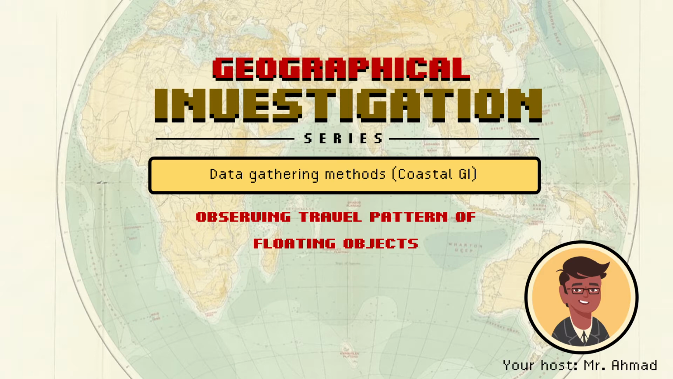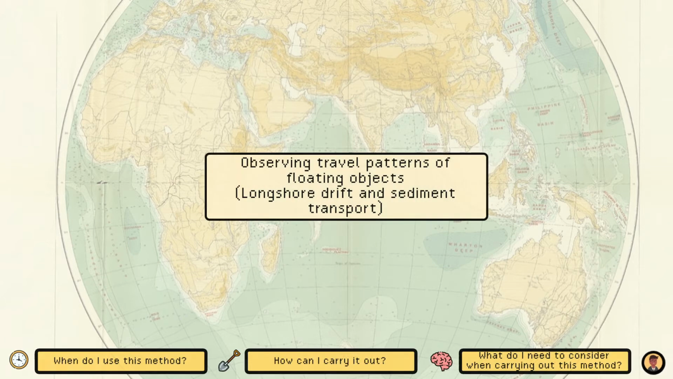So in this last part of the methods series for this Coastal GI, we'll be going through observing travel patterns of floating objects, which will be used in order to determine direction of sediment transport and subsequently make certain conclusions about longshore drift. I hope you remember what that is. So without further ado, this is what we'll be covering today.